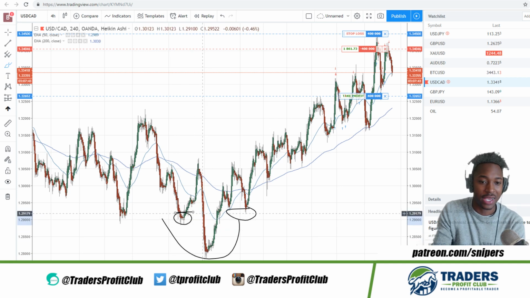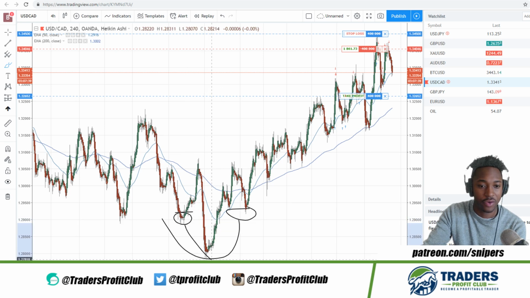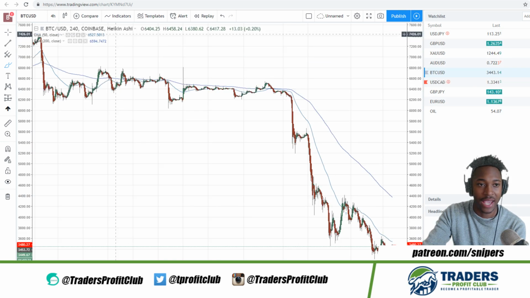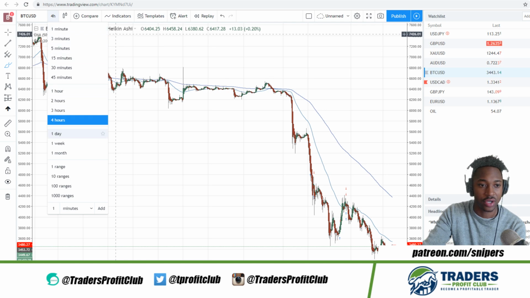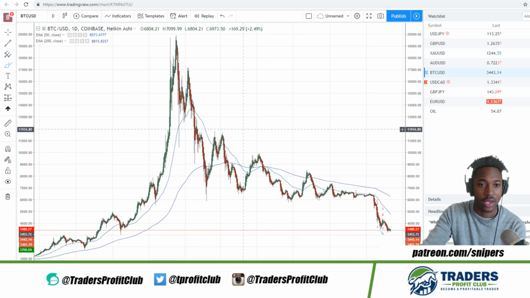It doesn't always have to be an inverse head and shoulders though, you guys. It's just looking for that peak, looking for that area where the market is. Bitcoin did the same thing, right before it made that reversal to the downside in January of last year. All markets do this, right? It made that peak formation.